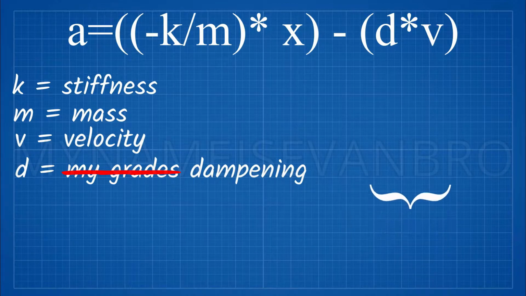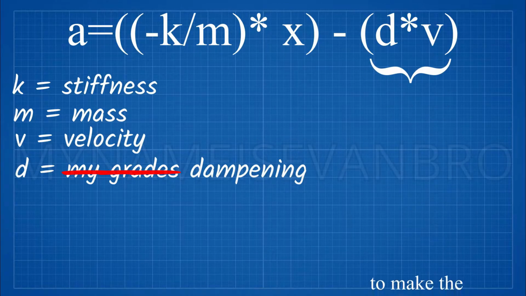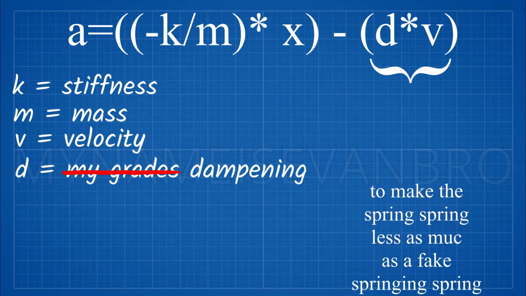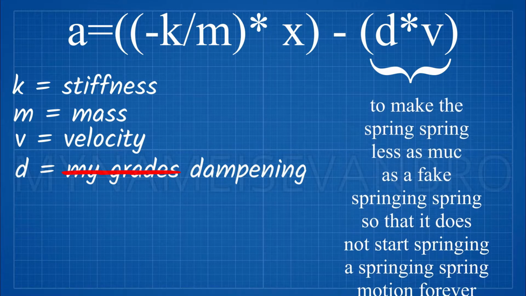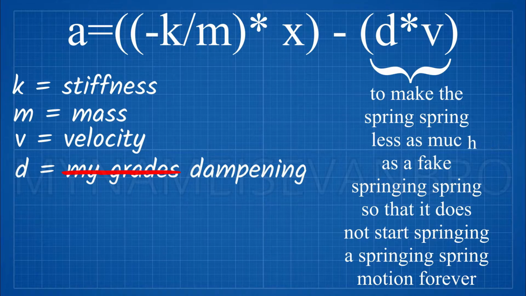The purpose of the entire second part is to make the spring springless, as much as a fake springing spring, so that it does not start a springing spring motion forever. The first part makes it where the larger the offset, the higher the velocity.